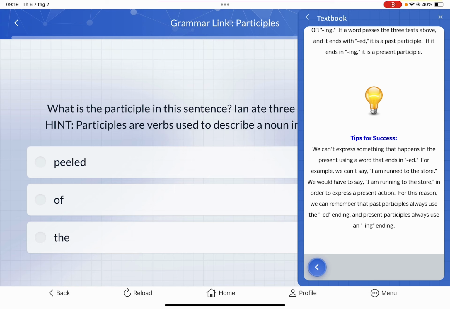In order to express a present action, for this reason, we can remember that past participles always use the ed ending, and present participles always use an ing ending.